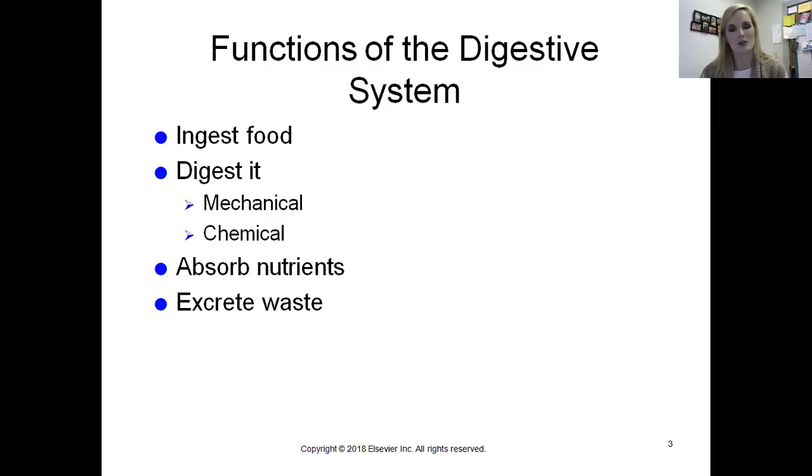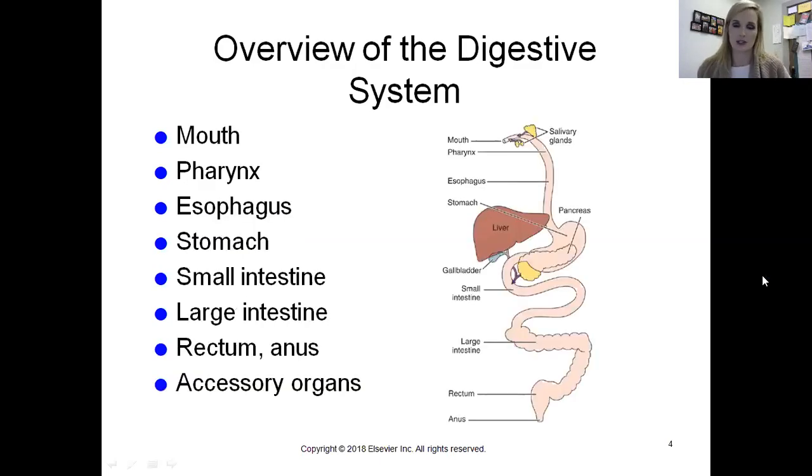And the last thing we'll look at is how it's excreted, how it's eliminated. We remove everything that isn't absorbed by digestion. Anything that's a waste product is going to be removed in defecation. So we'll get into that whole process. Okay, so all of those, those are our 4 functions of the digestive system.